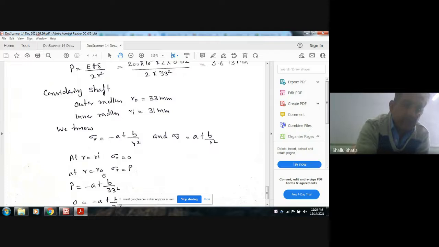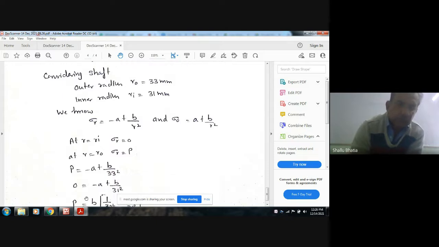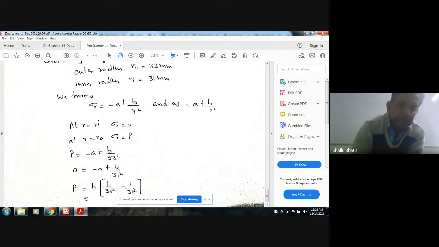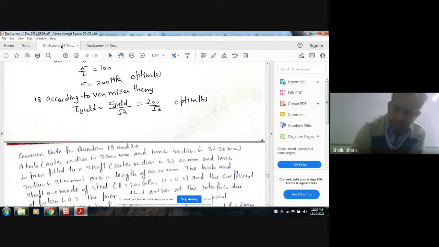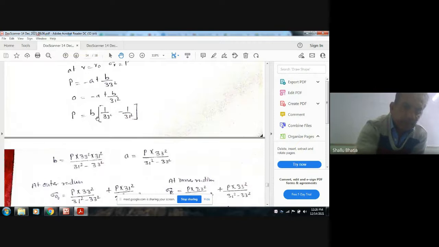At outer radius it is p, because the outer radius of the shaft is r naught. Now putting this value, sigma r is p, because it is the shrinkage pressure, and there is no shrinkage pressure at inner radius. So by this we can have B and A in terms of p. So we have B, and putting this we can have A.